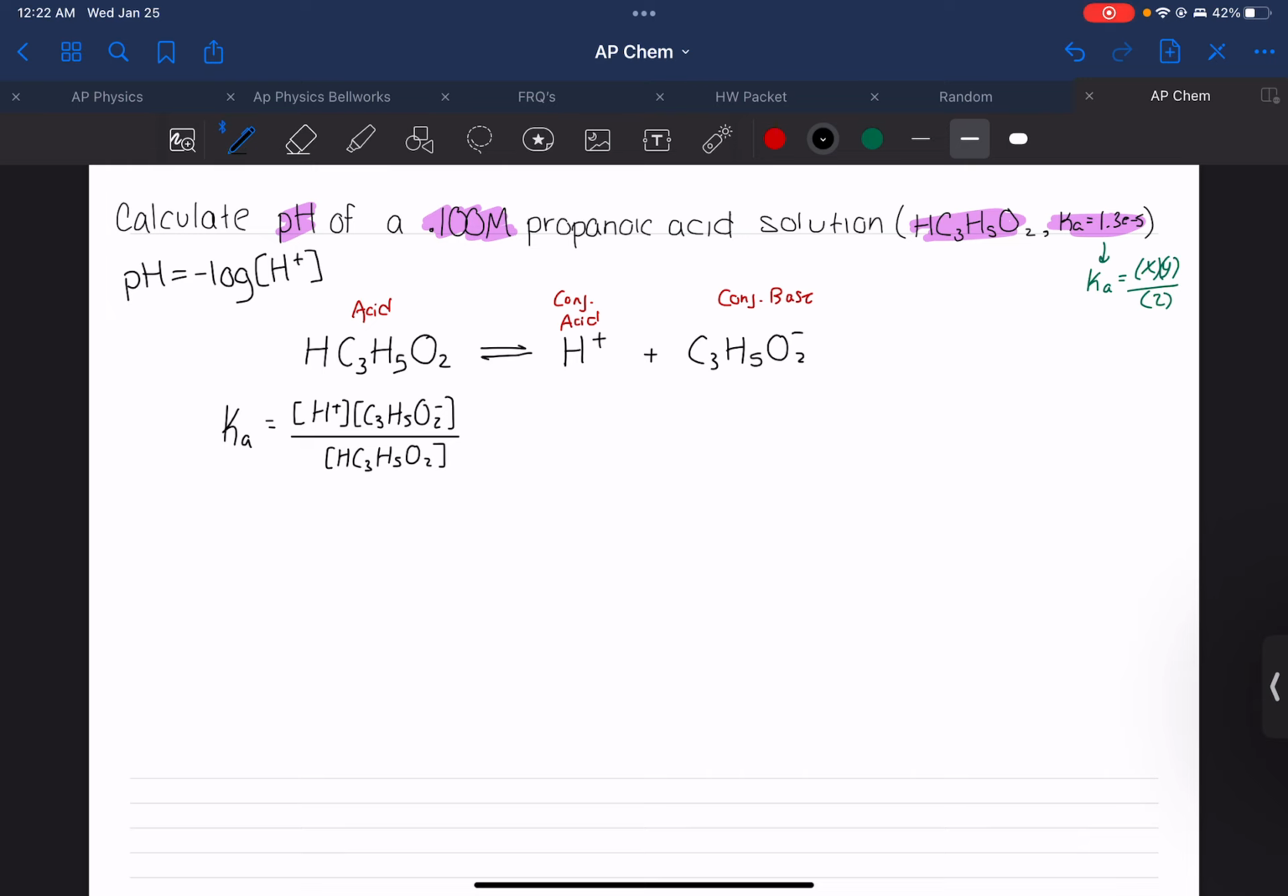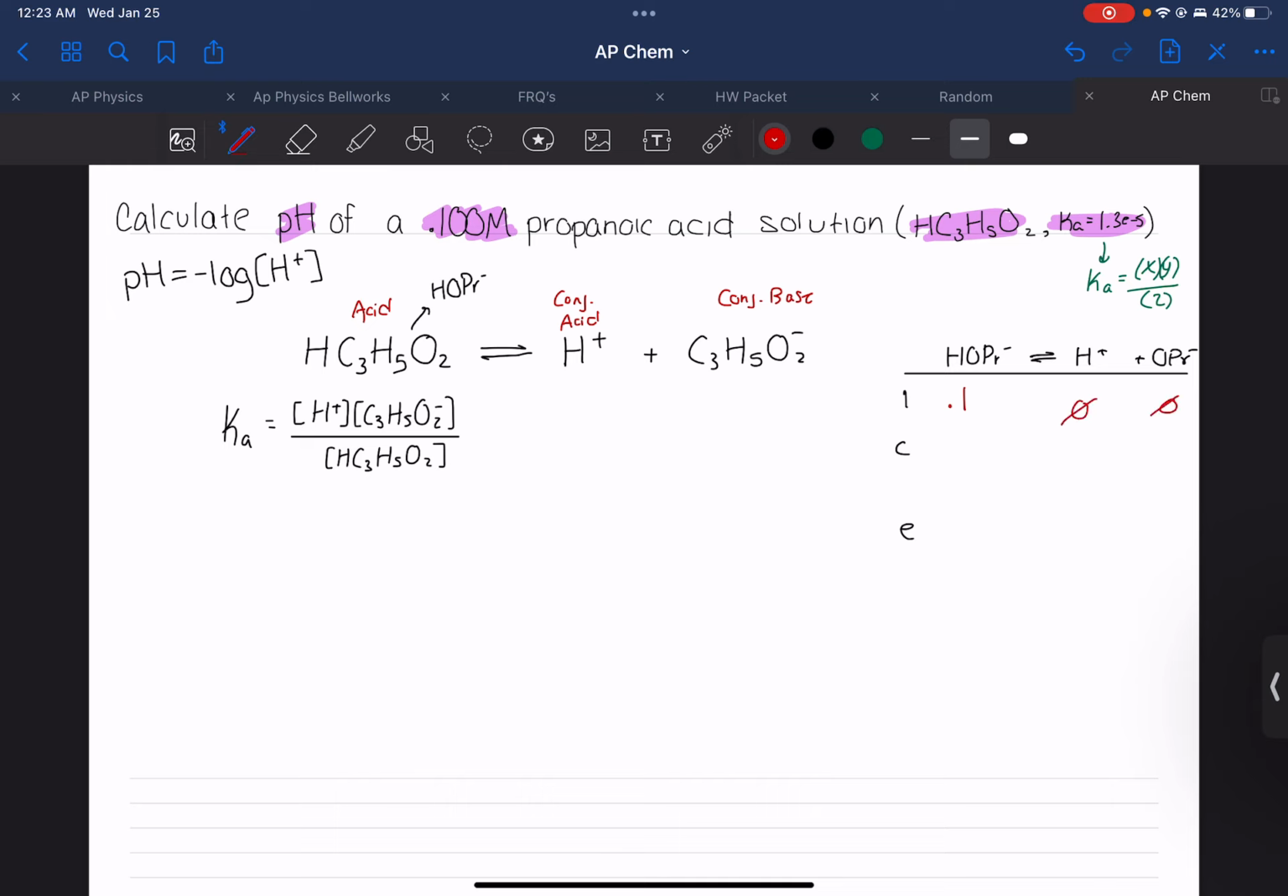Now, you can do the ICE table here, or you can fill it in your head. You can sort of see, but I'm gonna show you guys the ICE table. So we have the initial, the change, and the equilibrium for this expression. So propanoic acid is often abbreviated like this, so I'm just gonna write it to save time. HOPr goes to H plus and OPr minus. Okay, so let's start. Our initial concentration of HOPr is given to us, 0.1 molar solution, so that's 0.1. Our initial concentration of H plus and OPr, they don't exist.